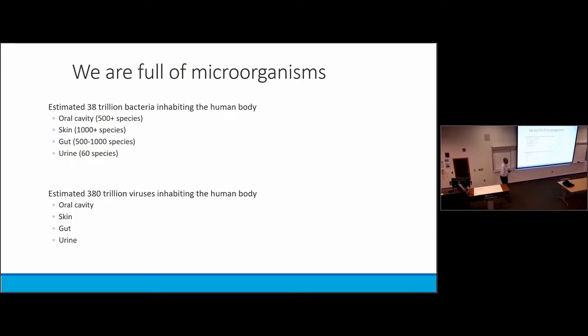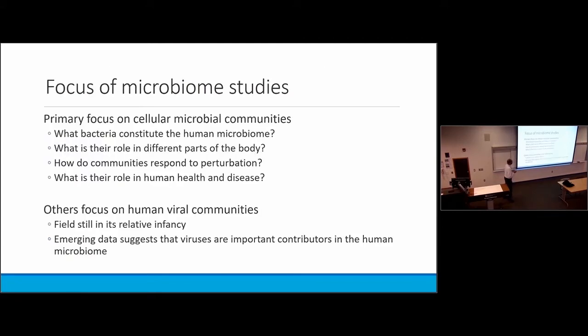So I think the bottom line is that we are full of microorganisms. The most recent estimates are that the human body has about 30 trillion of our own cells. Compare that to the fact that most human bodies are going to have about 38 trillion bacteria. And one of the main reasons that we're really interested in viruses is that we estimate that there are 10 times as many viruses in the human body as there are bacterial cells. So we estimate there are about 380 trillion viruses in the human body. One of our big goals is to discover what they are and what they're doing.